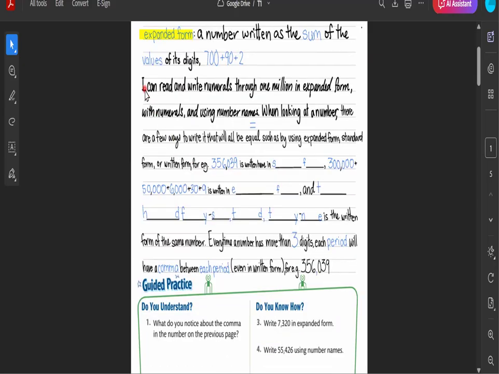So the goal of this lesson was: I can read and write numerals 1 through 1 million in expanded form with numerals and using number names. When looking at a number, there are a few ways to write it that will be equal, such as using expanded form, standard form, or written form. For example, 356,039 is written here in, what form? In this case, we can see that it's written with all numbers, there are no words in it, so this is standard form. Here we have 300,000 plus 50,000 plus 6,000 plus 30 plus 9, and that is written in expanded form.